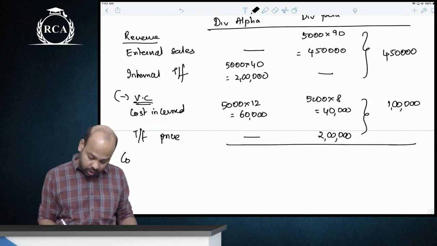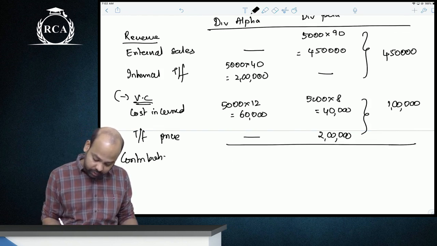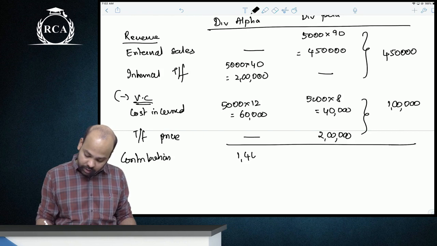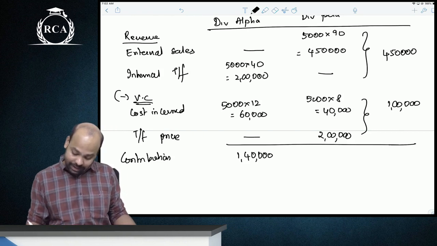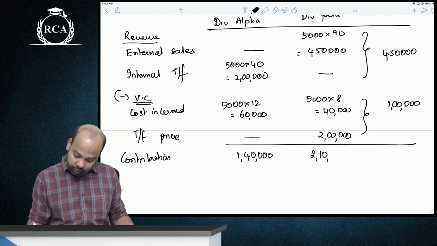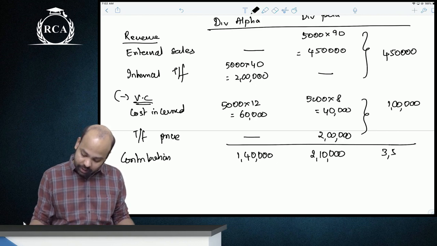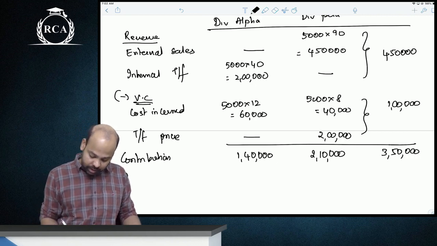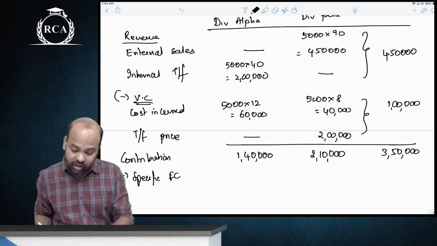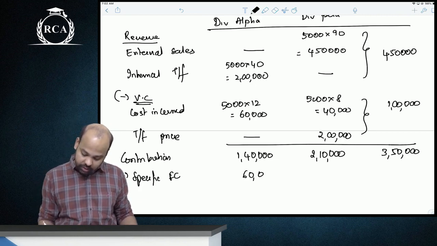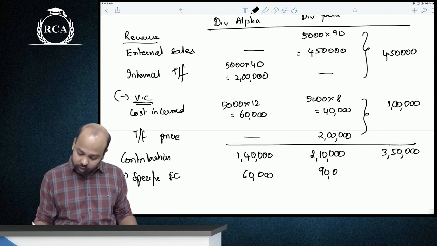You talk about contribution as such here. First division is making a contribution of 1,40,000. Second division, guys, is making a contribution of 2,10,000. Put together 3,50,000. Look at the amount of the specific fixed cost that they are incurring. First division was incurring a fixed cost of 60,000. You can do it with me, guys. This is normal 90,000 and 1,50,000.